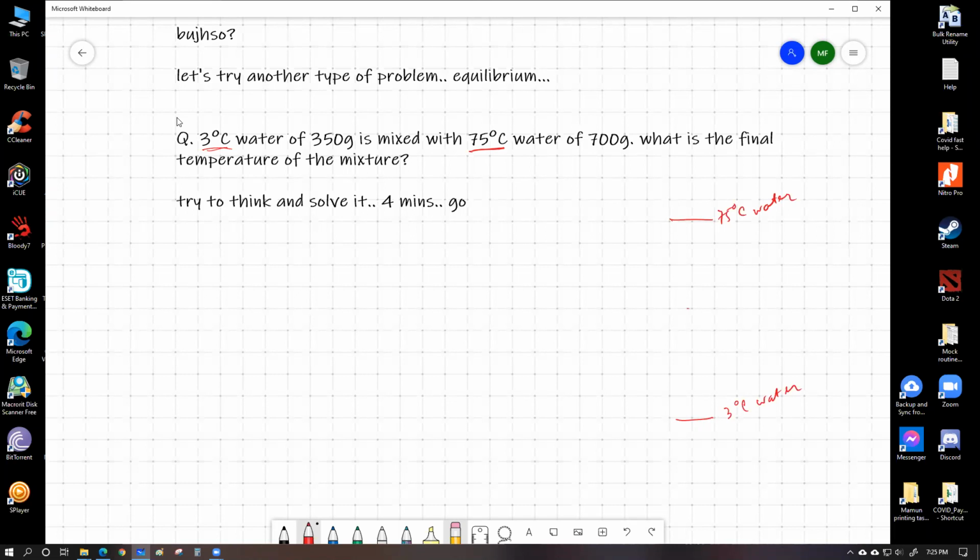Let's say that temperature is theta degrees Celsius, which we don't know. We are asked to find that out. What is the final temperature of the mixture? Final temperature means that it is the equilibrium temperature of the mixture. So this one is undergoing a drop, this one is undergoing a rise. So the delta theta for this process would be 75 minus theta, big minus small, and the delta theta for this one should be what? Theta minus 3.